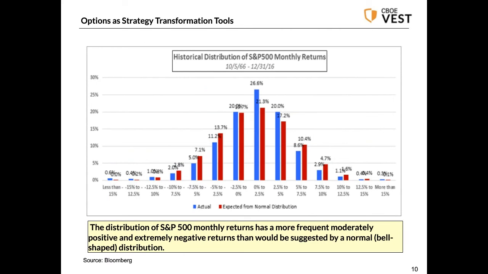Let's look at a return distribution. This is the distribution of monthly returns for the S&P 500 going back to 1966, so about 50 years. And the red bars show what you would expect if returns were distributed normally, like a bell-shaped curve. The blue is what is actual. So what you see there is that, in fact, there is a higher likelihood of returns in the middle of that distribution, and also of extremely negative returns. So what we observe in the market is something slightly different than one might think of if you're using standard deviation or a normal distribution.